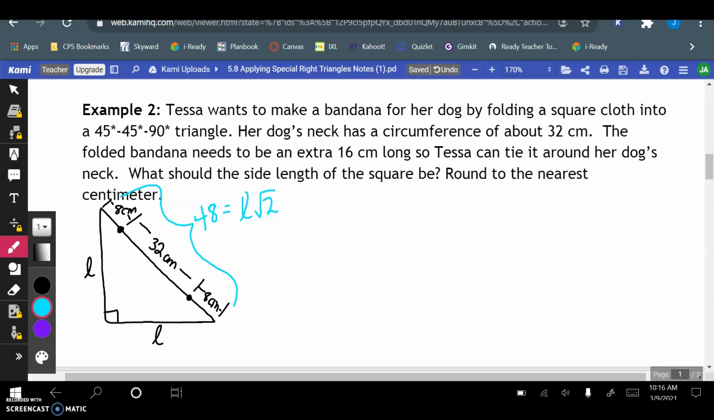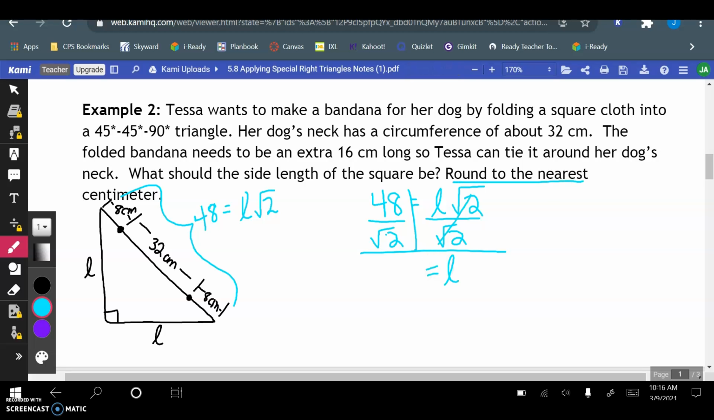So we need to figure out what L is here by doing an upside down T. So I'm going to rewrite this over here. And I would have to divide by the square root of 2. These would cancel, so we'd have L. And this one says round to the nearest centimeter. So this means we're going to have to actually use our calculator and do 48 divided by the square root of 2. And when we do that, we're going to get roughly 34 centimeters.